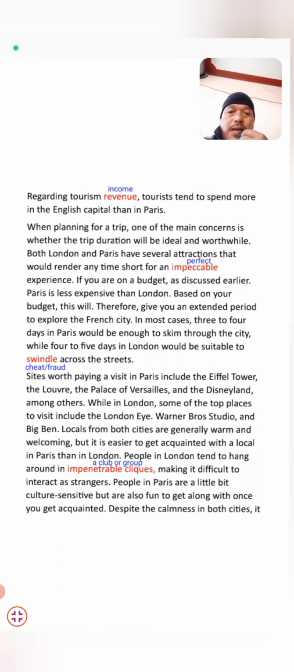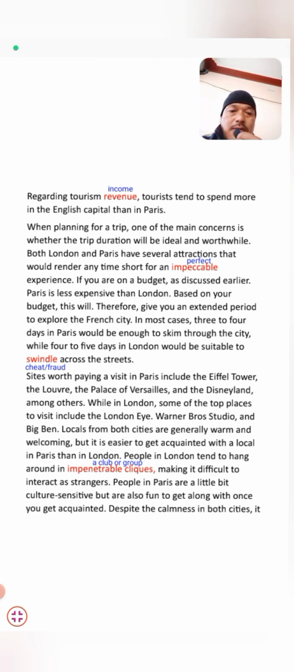People in London tend to hang around impenetrable cliques. Impenetrable means a closed group, making it difficult to interact with strangers. People in Paris are a little bit culture sensitive, but are also fun to get along with once you get acquainted. Once you interact with them, they become familiar with you.